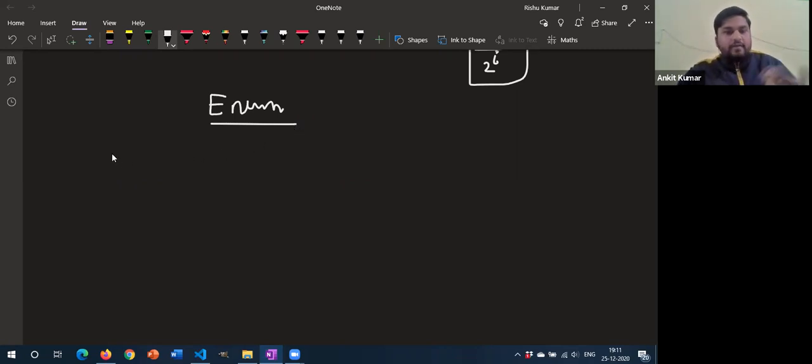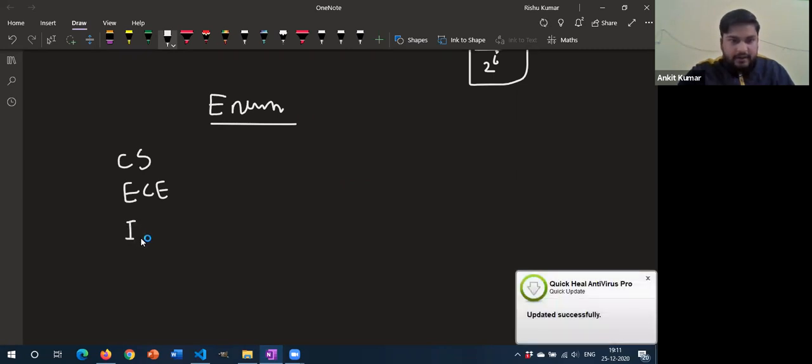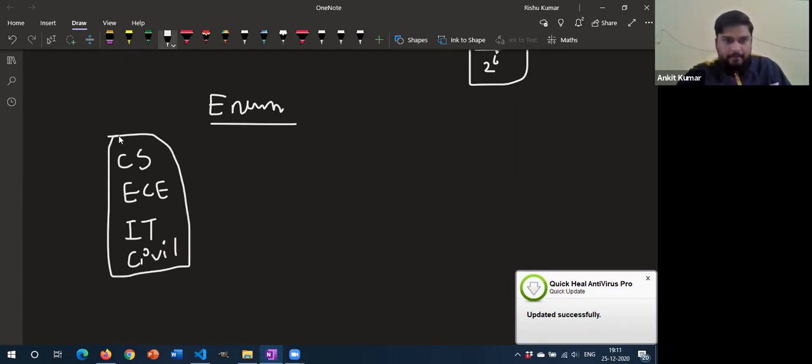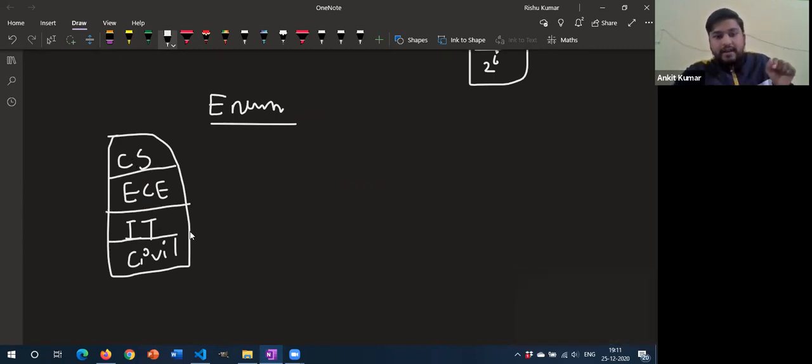So let us say you have a list of departments: computer science, ECE, let's say IT branch or IT department, and civil. And you are making some program where you have to rewrite these again and again. Now these are strings actually. So handling of strings is a different method we will study in the coming session.